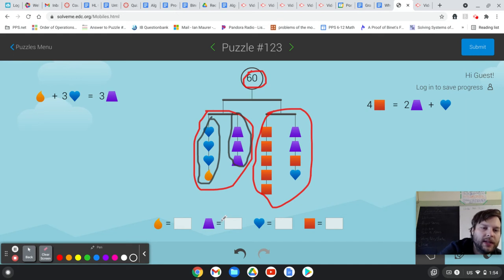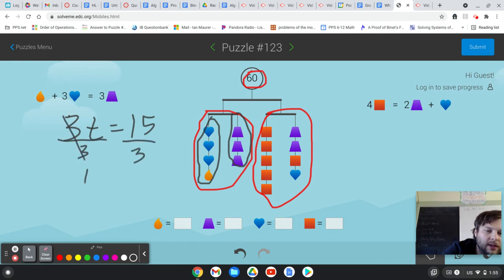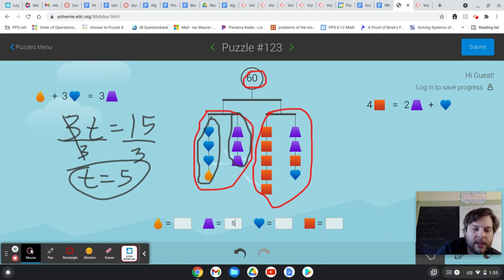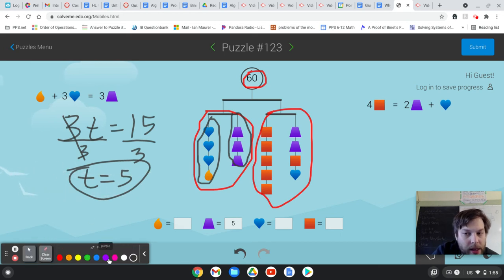So what I know is that 3 of my trapezoids has to be worth 15. Divide by 3, divide by 3, and I get a trapezoid has to be worth 5. So the purple trapezoid has to be worth 5. Let's go ahead and type that in right here. Now I'm looking for something I can do with that 5. And so I see over on the other equation over here, I see a trapezoid. And so I'm going to substitute the answer I just got over there.